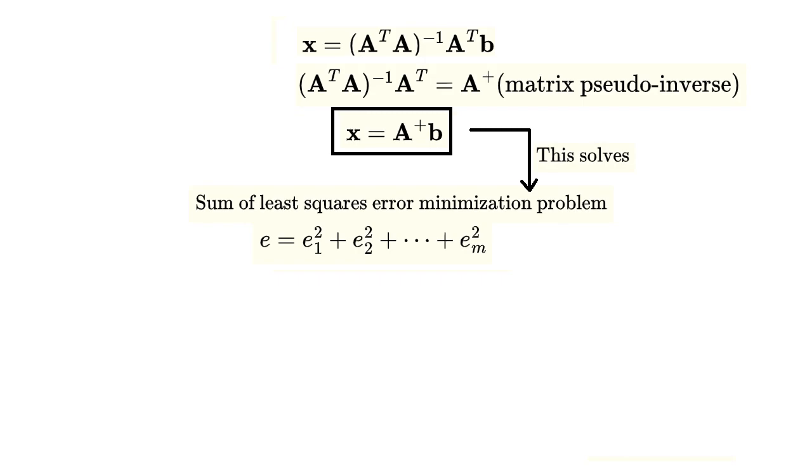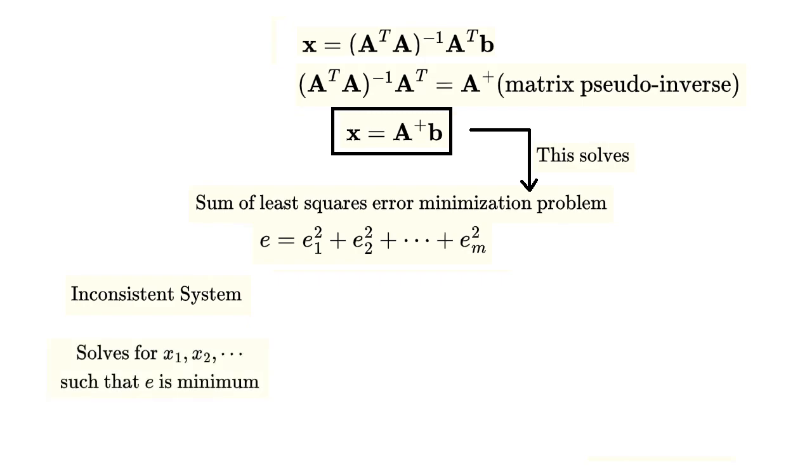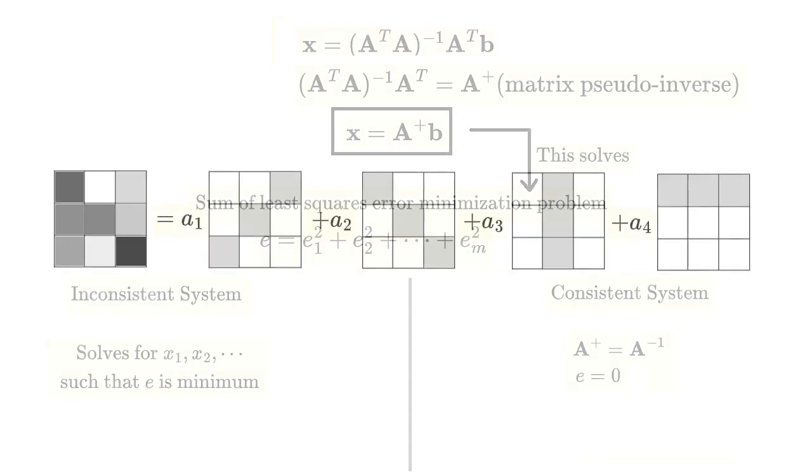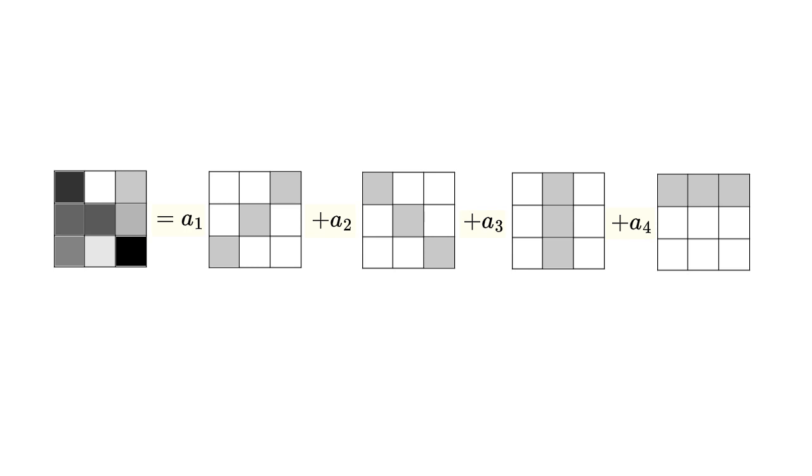In the case of a non-consistent system, this gives a solution which puts the error between the solution and the system at a minimum. And in the case of a consistent system, it gives the inverse of the coefficient matrix, which by definition gives a solution with zero error. Let's use this pseudo-inverse technique to find A1, A2, A3 and A4 in our earlier problem to see if we can make something out of this.